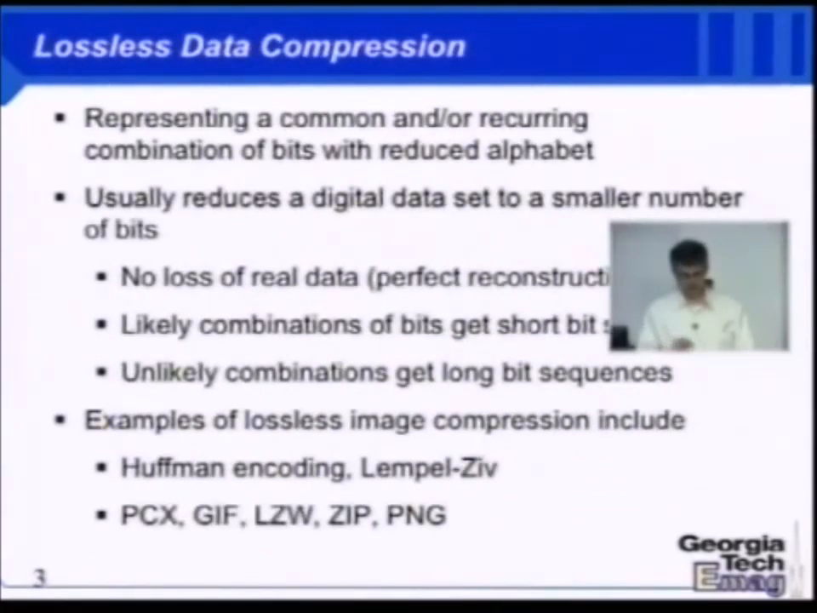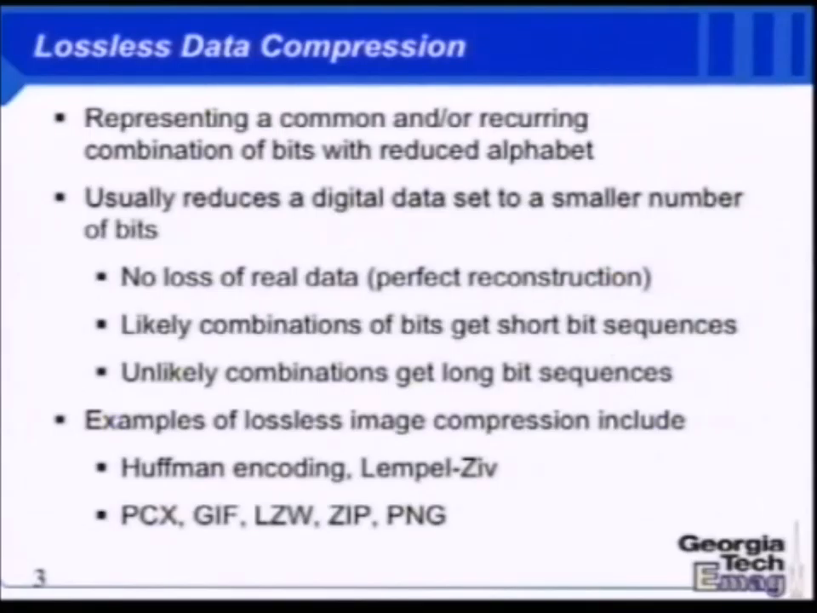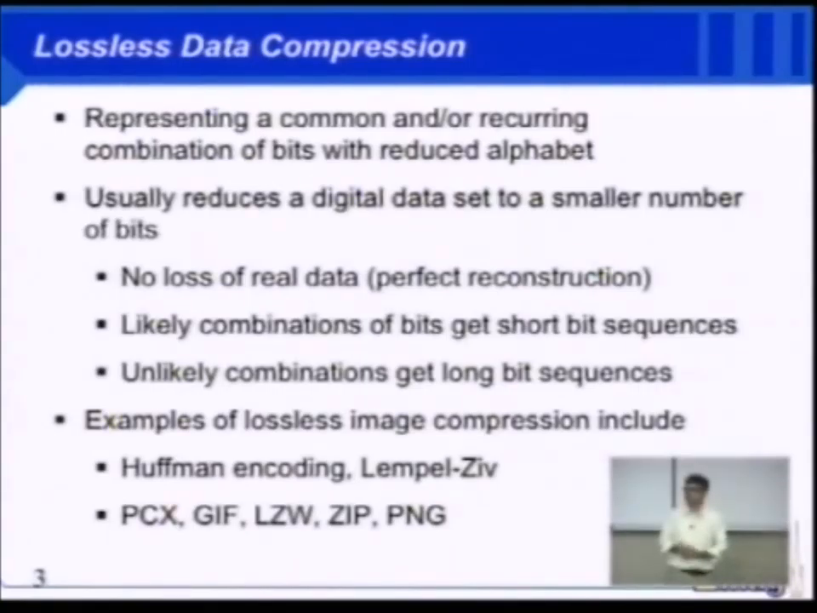There are actually two types of compression. The first one I'm going to talk about is lossless data compression. This is representing a common and a recurring combination of bits with a reduced alphabet. Usually reduces a digital data set to a smaller number of bits. I say usually because more often than not, if I take some randomly generated signal and I try to compress it, unless I get lucky, the bit stream that I wind up at the end is usually larger than what I started with.